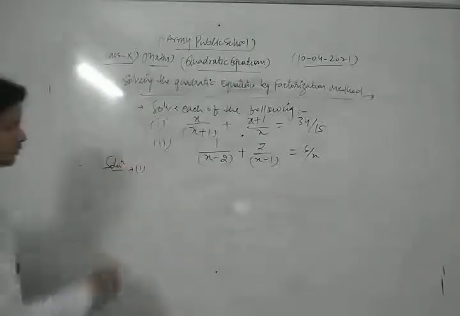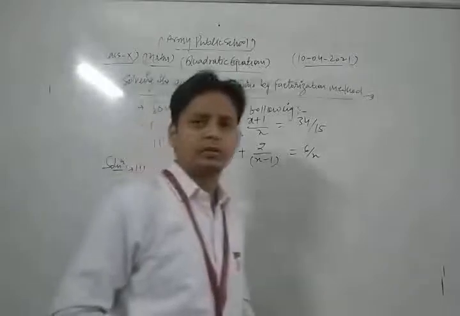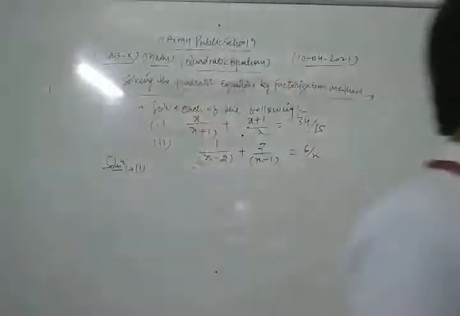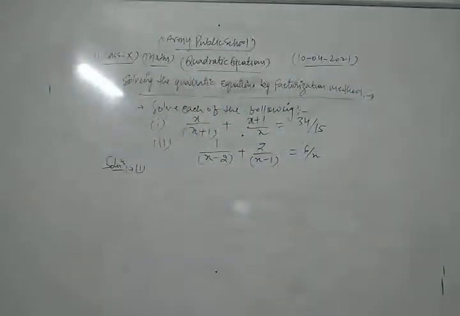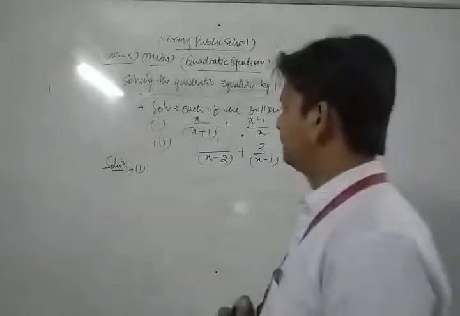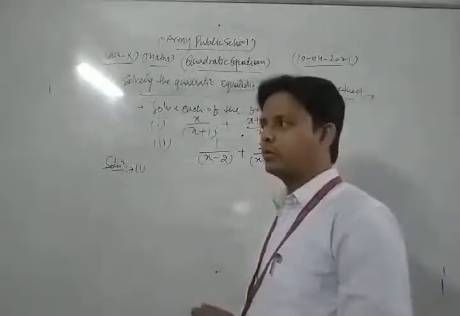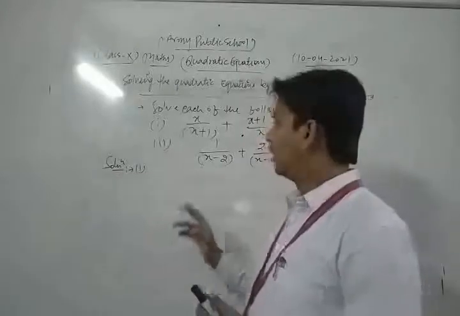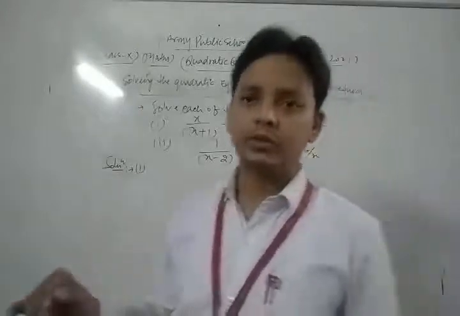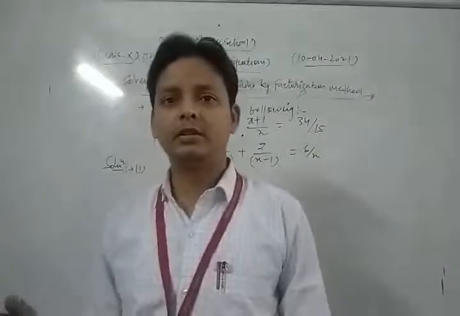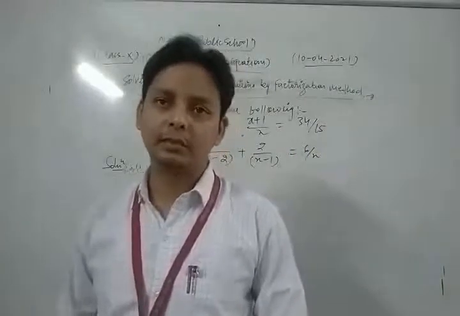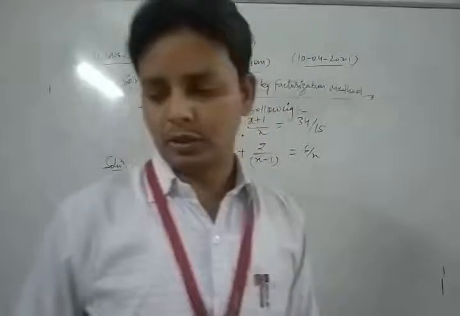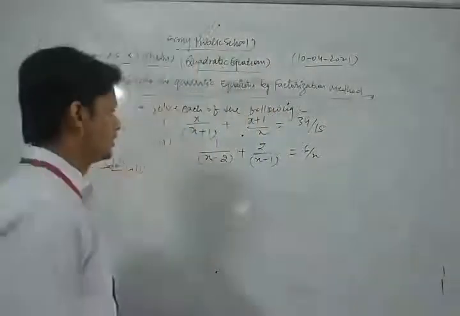We take and solve the first part of this question. Okay, this is very important. First of all, we simplify the equation and convert it into the form of a quadratic equation. Then we solve it by the method of splitting the middle term. So let's see what the process is.